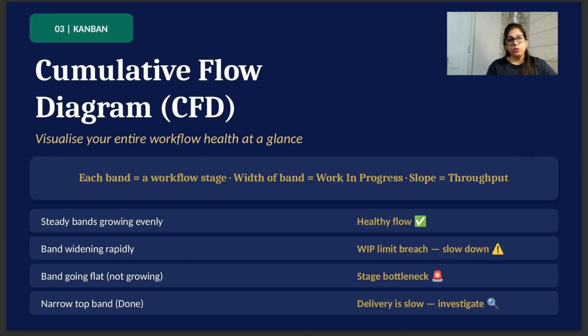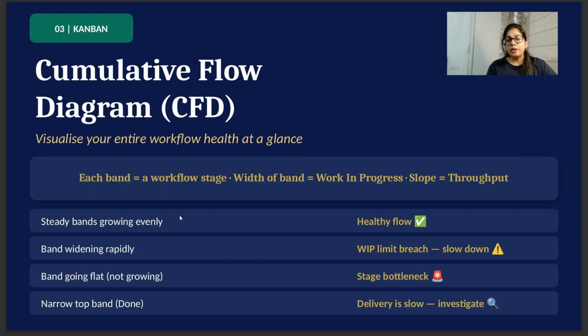Let's get into the metrics for the Kanban framework. Cumulative Flow Diagram, that's CFD, visualizes your entire workflow health at a glance. In this diagram, each band represents a workflow stage, and the width of the band is the work in progress. Slope is the throughput.